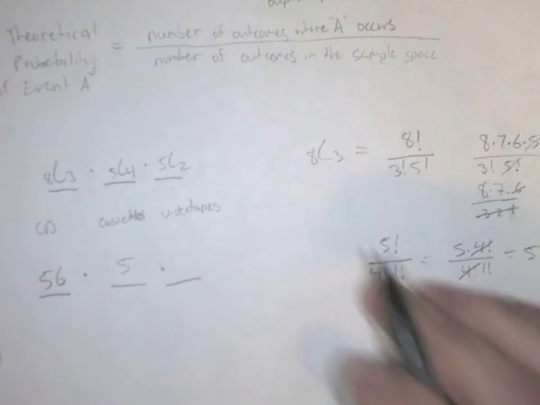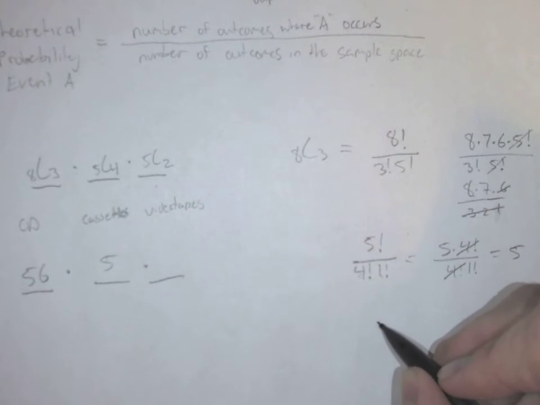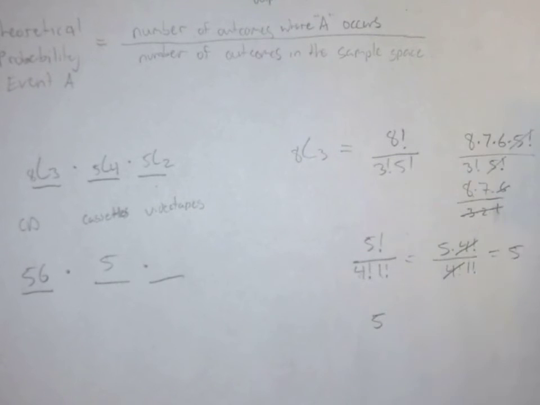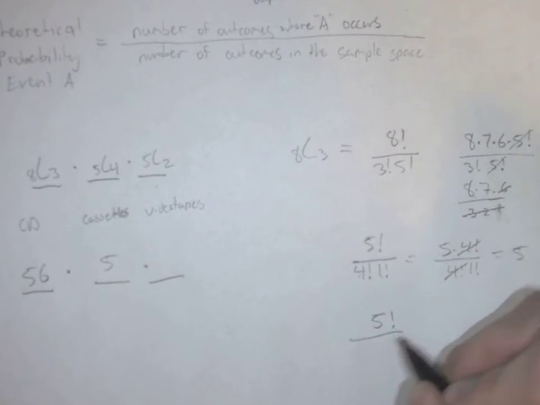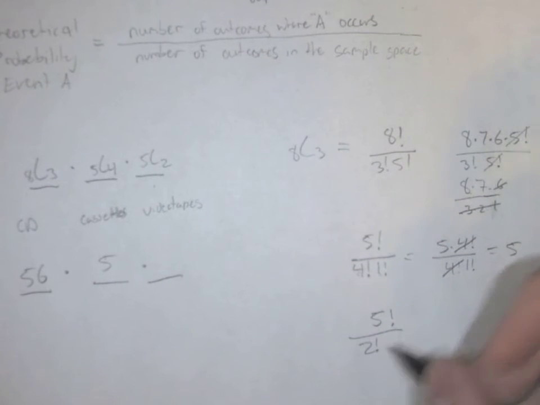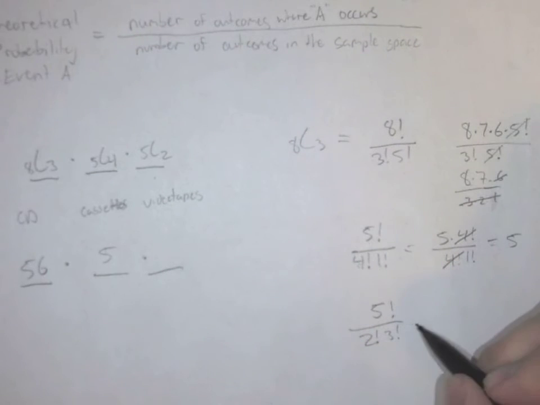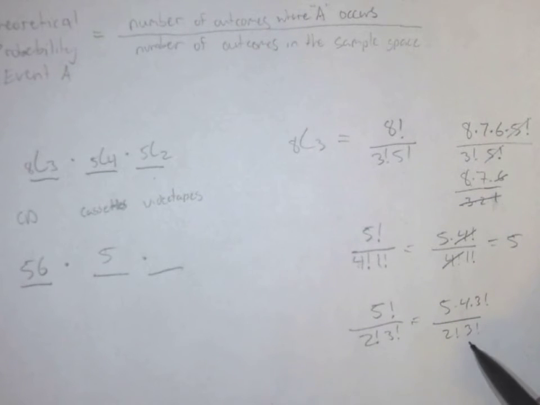Now I've got one more: the videotapes. I have 5 videotapes to choose from, and I want to choose 2 at a time. Then 3 factorial is going to be my other term there. So 5 times 4 times 3 factorial. Again, I'm just going to stop at 3 factorial because there's a 3 factorial on the bottom. So this is 3 times 2 times 1, and this is 3 times 2 times 1.